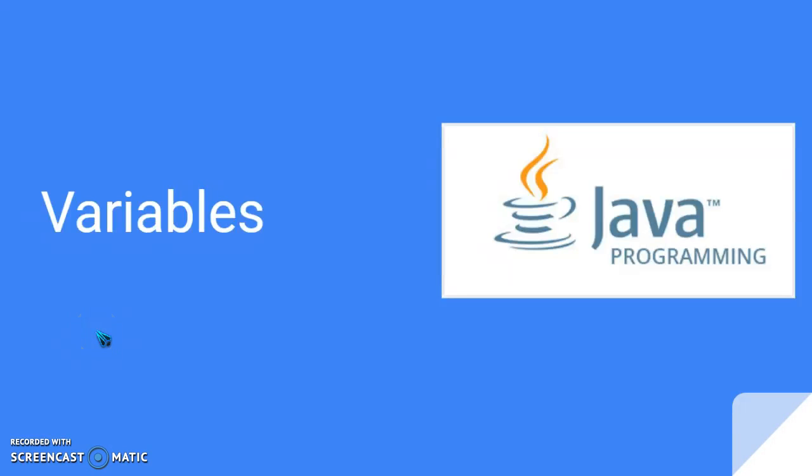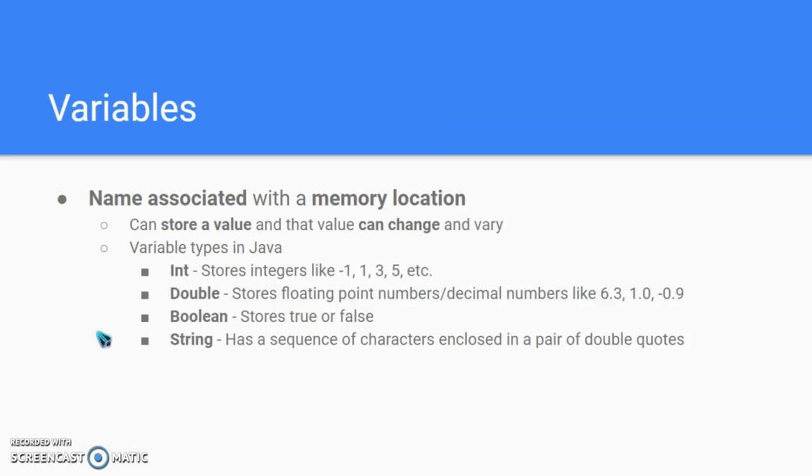For this video, we will be talking about variables. Now, what is a variable? Well, a variable is a name associated with a memory location. You can store a value, and that value can change and vary. The variable types in Java include an int, a double, a boolean, and a string.